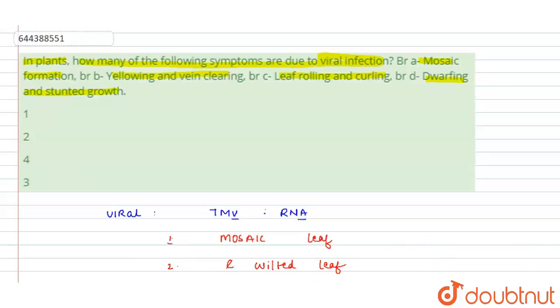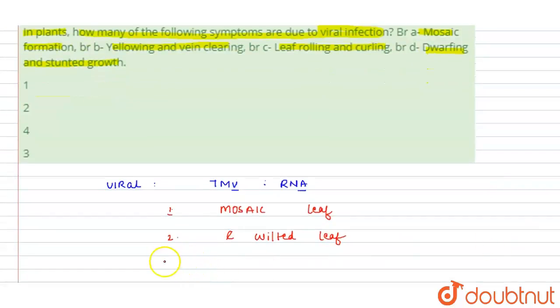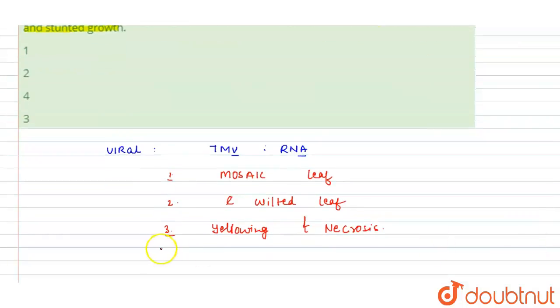Then it can result into the yellowing of leaves, necrosis and yellowing of the leaves, yellow as well as the necrosis of the leaf. Then it can also result into the plant stunted, that is the dwarf plant, retardation in the growth of the plant, that is plant stunting.